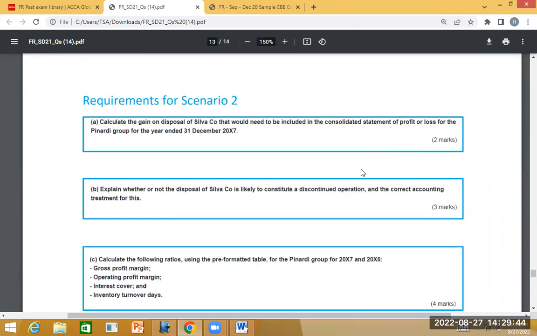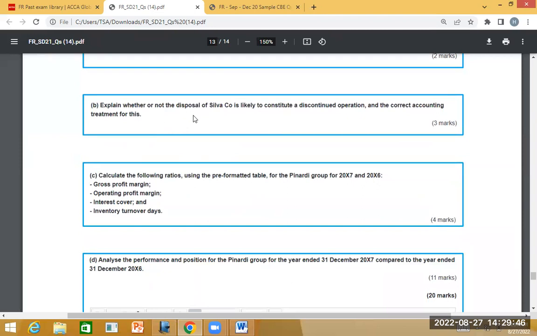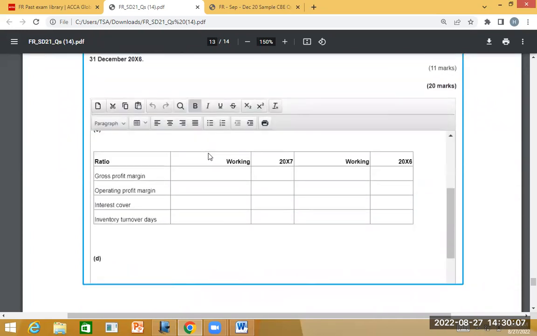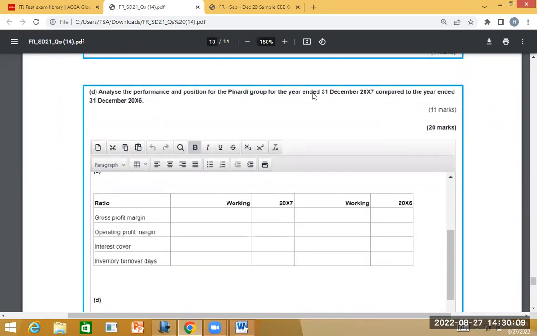It carries 2 marks. Explain whether or not the disposal of the silver is likely to be considered discontinued operations, and the correct accounting treatment for this. So that's the portion of IFRS 5. And then calculate again the similar type of ratios: gross profit, operating profit, interest cover, and inventory turnover. And finally, you need to analyze the performance.